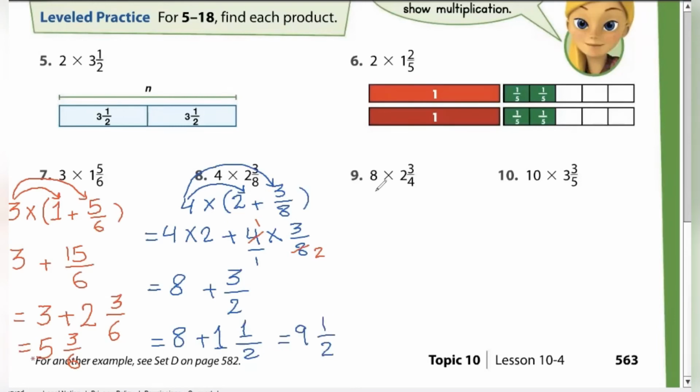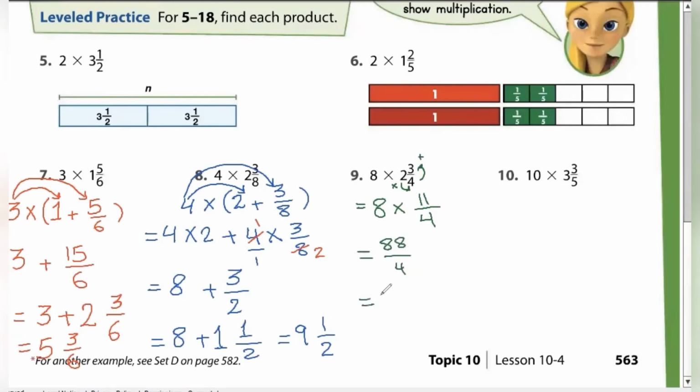Number 9, 8 times 2 and 3 out of 4. I will keep 8 as it is, times, convert the mixed number into an improper fraction. Multiply, add. I will put 4 as it is. I said before, when we convert, we have to keep the denominator as it is. 2 times 4 equals 8. 8 plus 3 equals 11. Now, I will multiply 8 times 11 equals 88 out of 4.